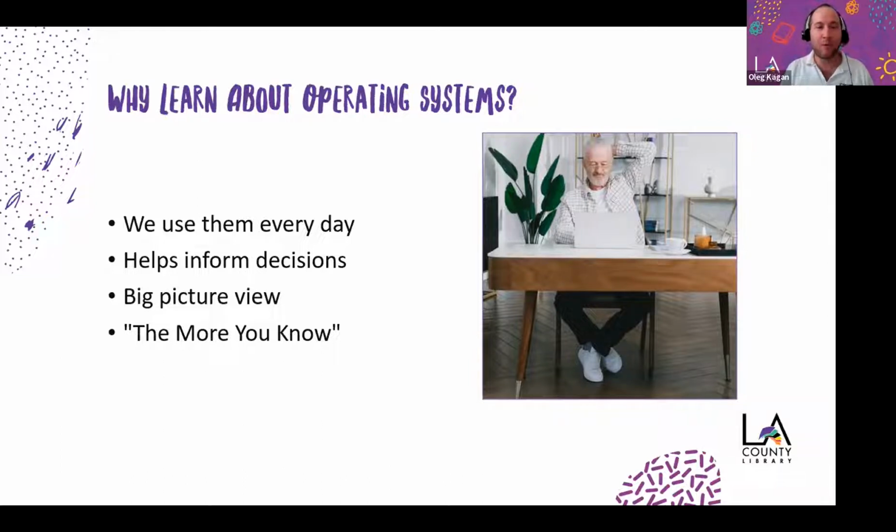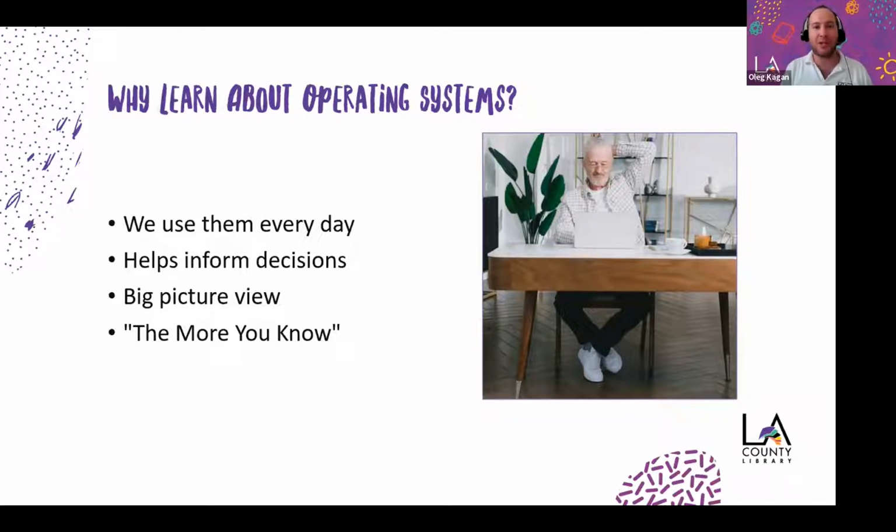Knowing which operating system you use and knowing a little bit about operating systems helps inform your decisions about what computer to buy, how you want to use that computer, and in general, what you do on your computer and maybe what you shouldn't do on your computer. We'll be talking towards the end about the different ways to decide what operating system you should use and if you're using the right one.